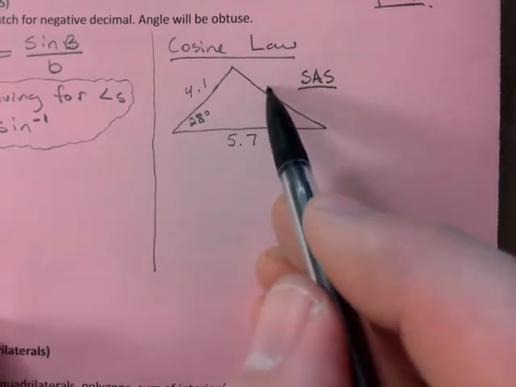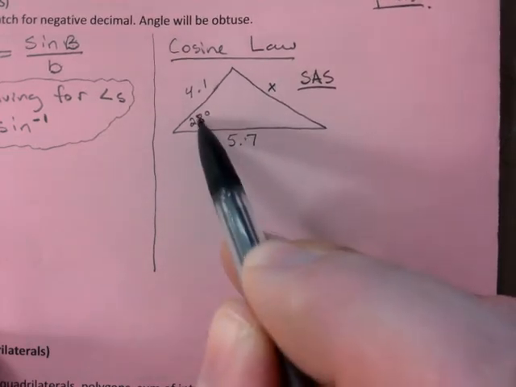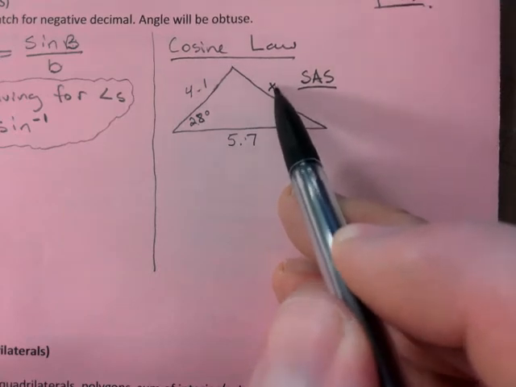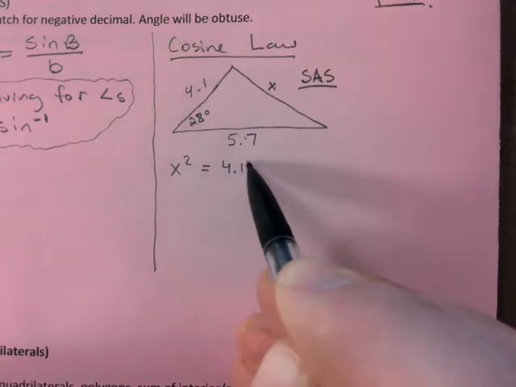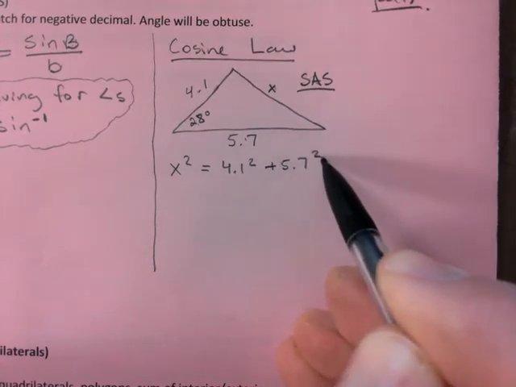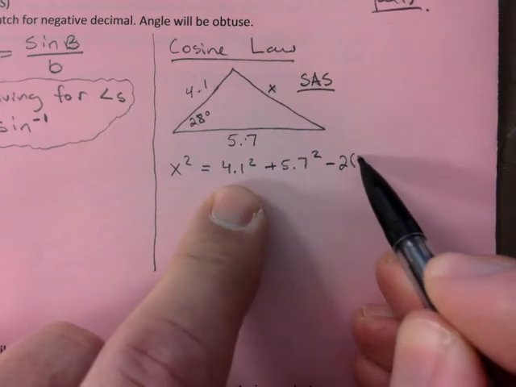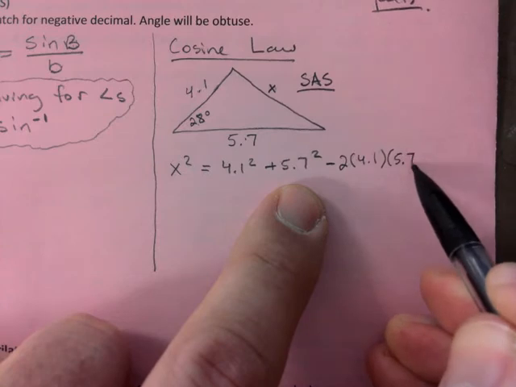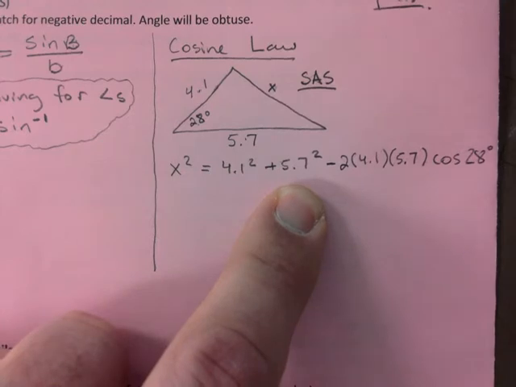And so in this case, we can only solve for this. If you have the side angle side like this, there is no pair. Watch that. There's no way you can get a pair here. So if you want to solve for that side, you have to use this. X squared is equal to 4.1 squared, right? You take that side and this side. Almost looks like Pythagorean theorem at first. But then you go minus 2 times 4.1 times 5.7 times cosine of 28.